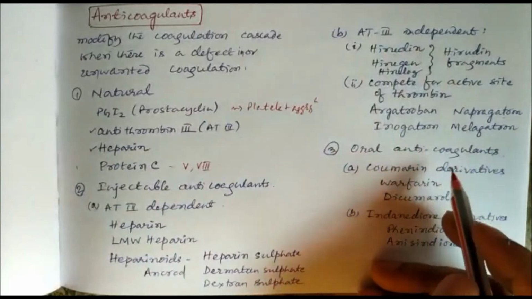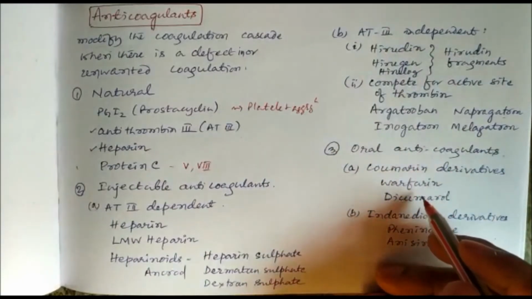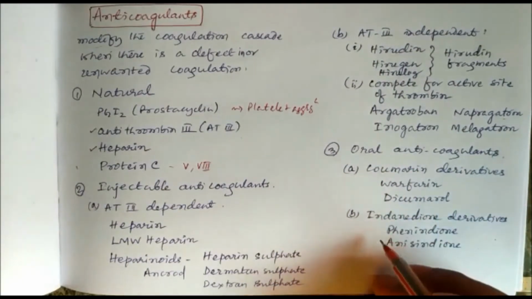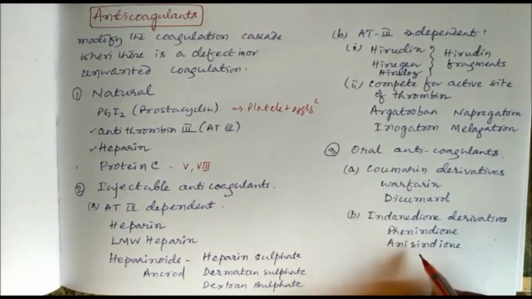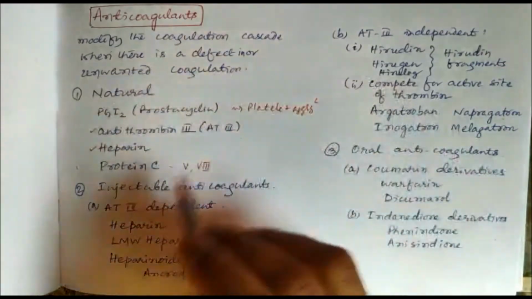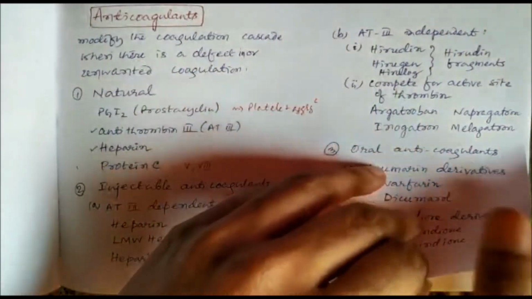Then we have oral anticoagulants, like coumarin derivatives such as warfarin and dicumarol, and indandione derivatives like phenindione and anisindione. All these drugs are anticoagulants.